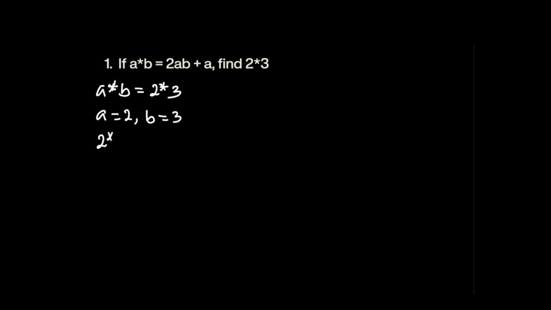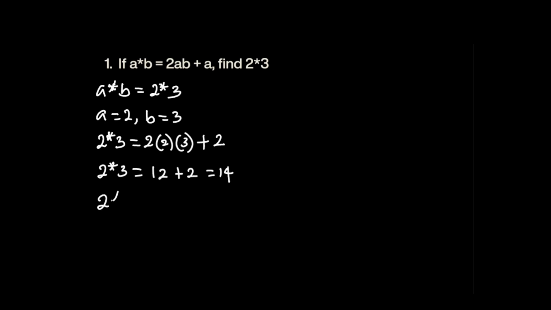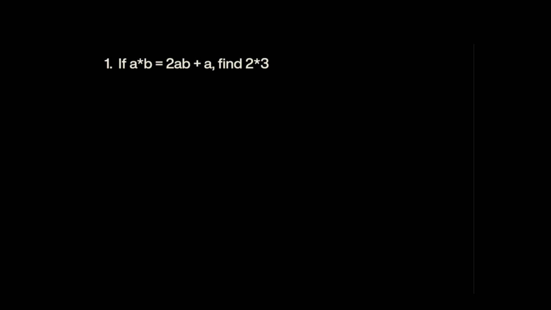So we have 2 operation 3 equals, into this now, 2 into bracket, A is 2, and then B is 3, plus A, which is also 2. We have that 2 operation 3 equals 2 times 2, 4, multiplied by 3, that's 12, plus 2, we have 14, and that will be our result. So 2 operation 3 equals 14. So it's as simple as that. But let's look at more questions under that.